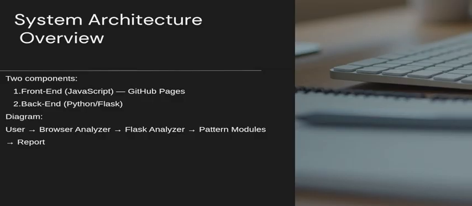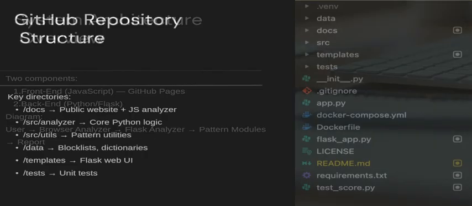And the flow of information looks something like this diagram, where the user interacts with the website through the browser analyzer, and then the browser analyzer feeds all of that information to the Flask analyzer, which closely works with the different pattern modules used to detect and score the different characteristics of the password. And then once those scores are aggregated, it generates a report back to the user onto the front end.